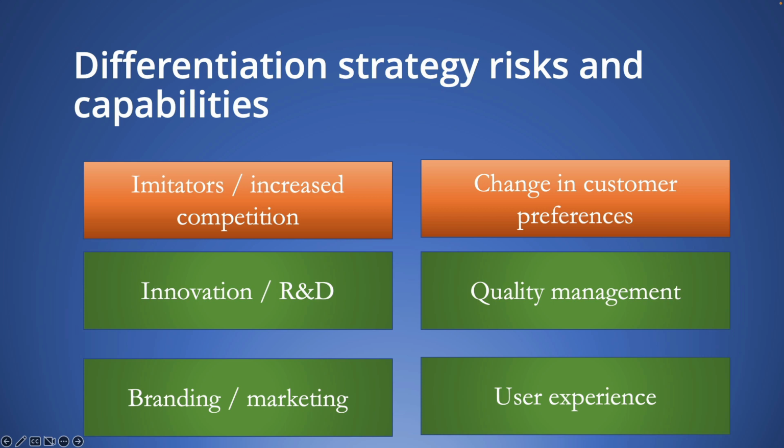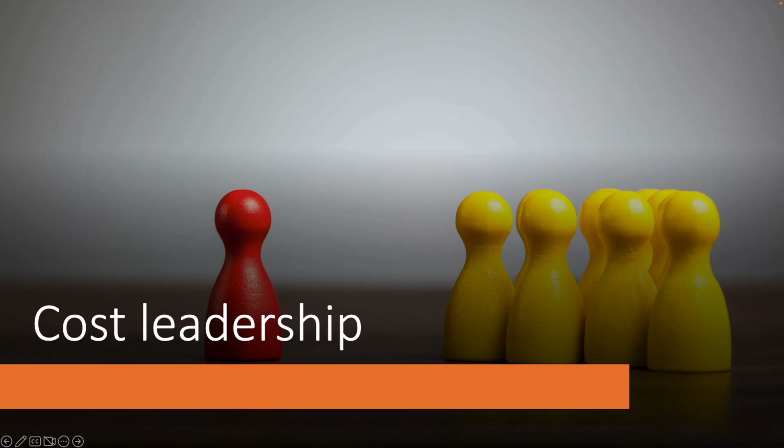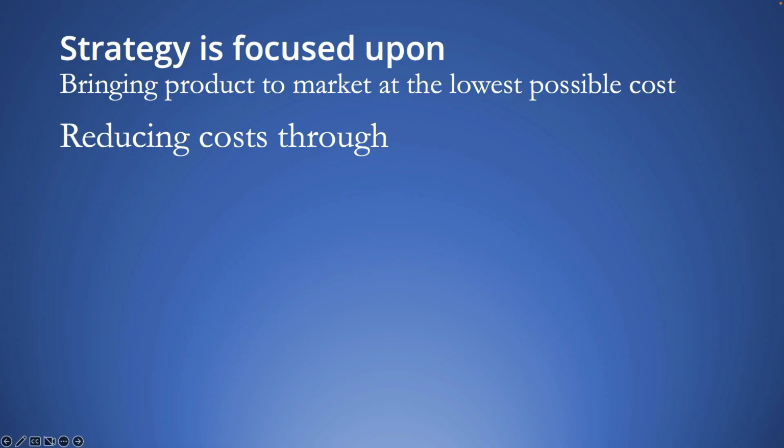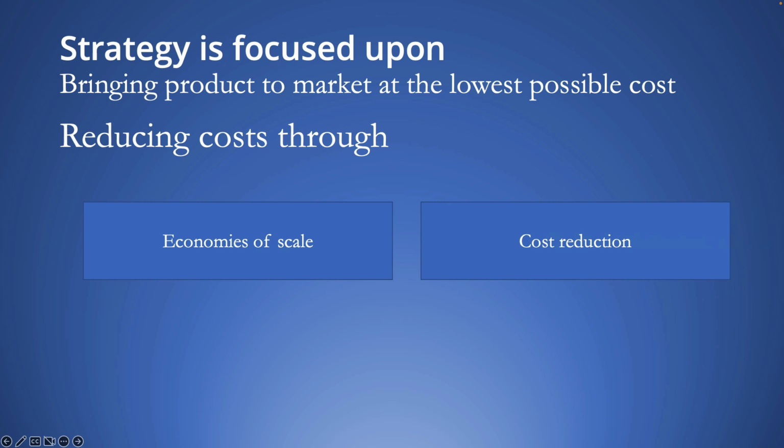What about a cost leadership strategy? In a cost leadership strategy, the competitive advantage is achieved through bringing products to market at the lowest possible cost, and the common mechanism is economies of scale. That is producing or purchasing large volumes of products so the overall unit cost of each product is lower, supported by a relentless focus on cost reduction through each stage of the integrated value delivery system.